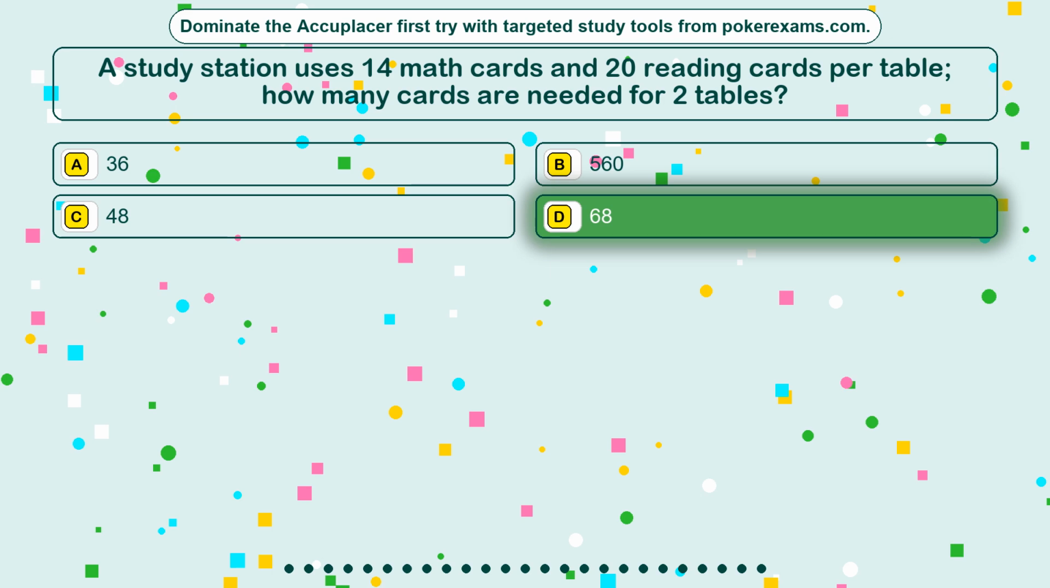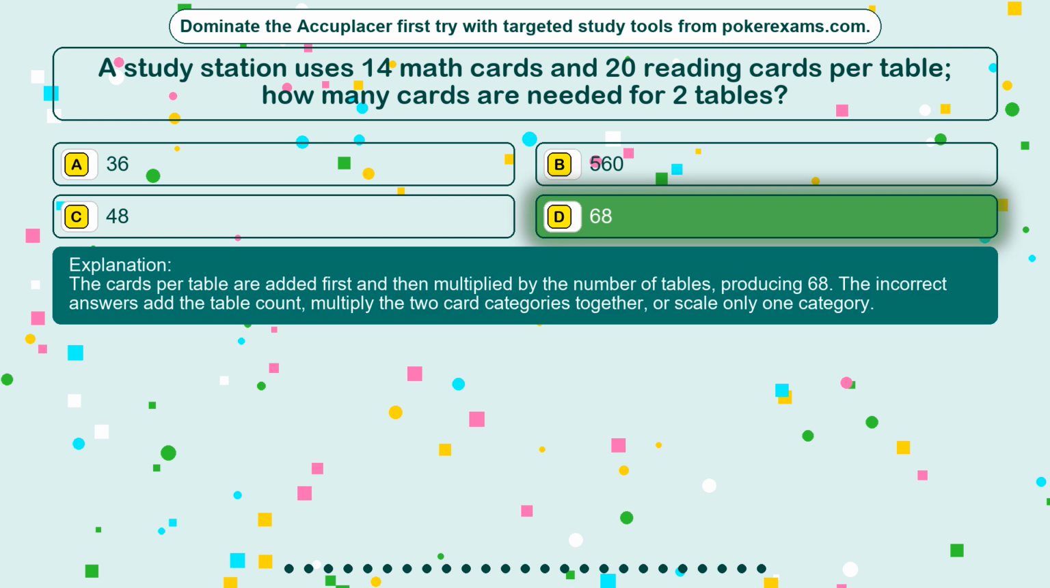The correct answer is option D, 68. The cards per table are added first and then multiplied by the number of tables, producing 68. The incorrect answers add the table count, multiply the two card categories together, or scale only one category.